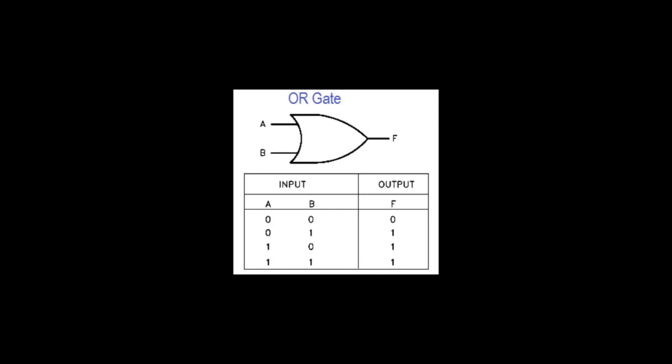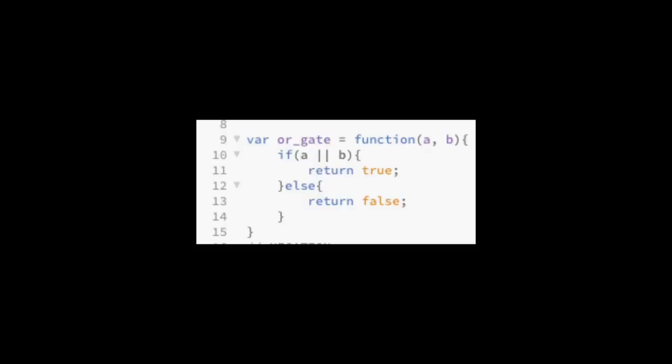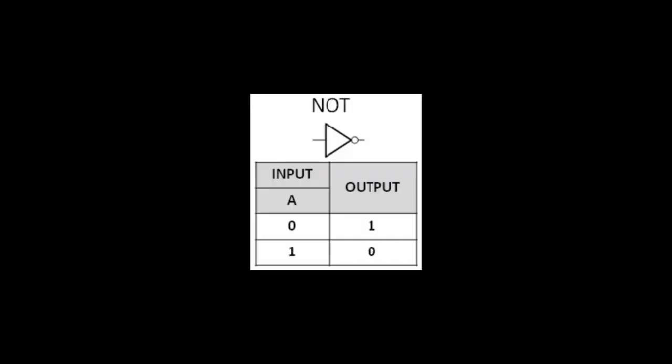Next is the OR gate. The OR yields 1 if either or both inputs are true. It's only false if neither input is on. It's just as simple as the AND gate in code. Return true if A or B is true, otherwise false. The last fundamental gate is even simpler than the other two. This is called the NOT gate.